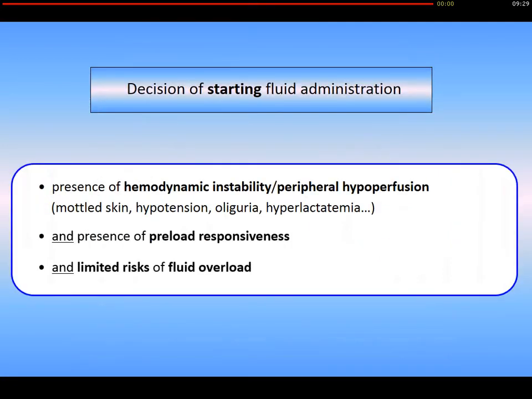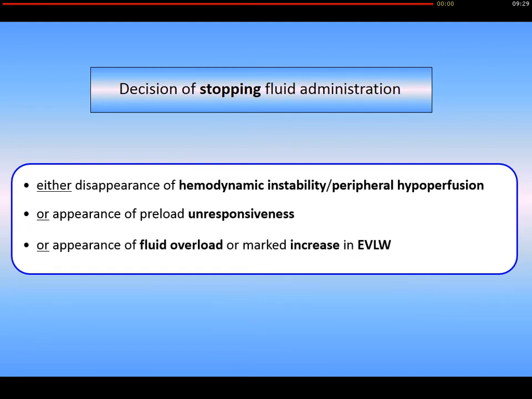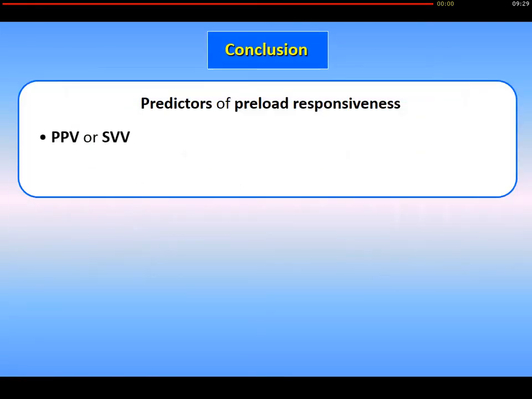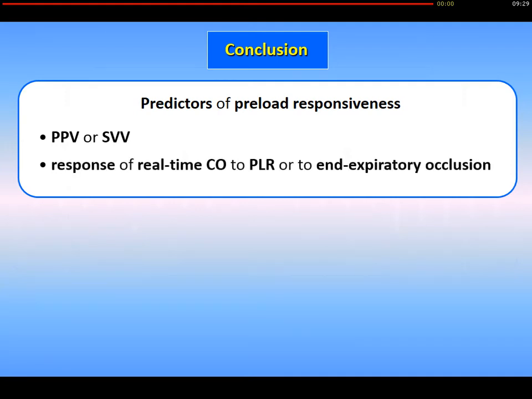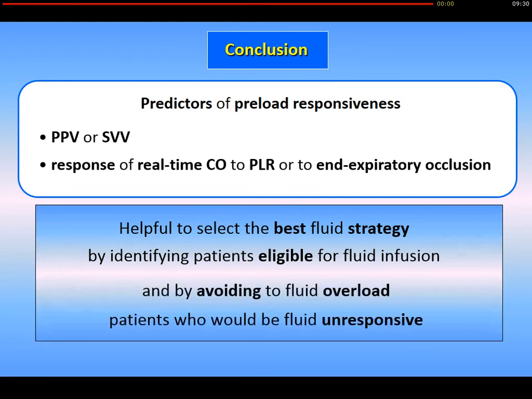So my conclusion is the decision should be based on these three elements, and the decision of stopping also should be based on either disappearance of shock or appearance of preload unresponsiveness or appearance of fluid overload. So my conclusion is that we need these predictors of preload responsiveness, whether PPV or SVV, or the response of real-time cardiac output to PLR or to end-expiratory occlusion, because they are helpful to assess the best fluid strategy by identifying patients eligible for fluid infusion, and also by avoiding fluid overload in patients who would be fluid unresponsive.